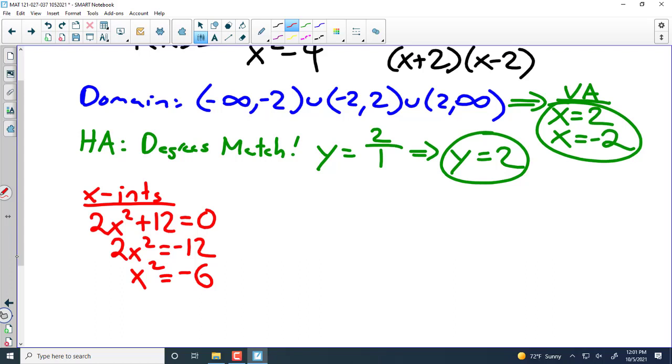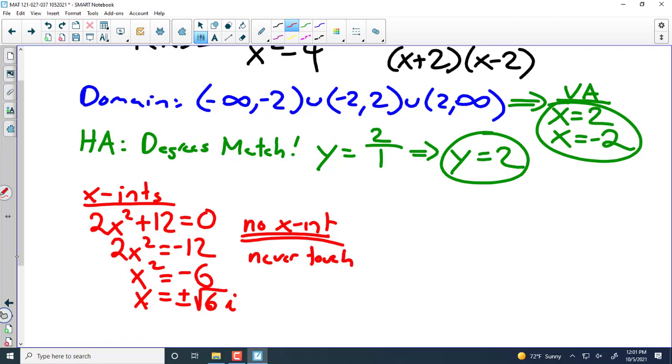When I apply the square root property, what kind of zeros am I going to get? Imaginary. Do imaginary numbers correspond to x-intercepts? No. So this one actually, since I end up with x equals plus or minus the square root of 6i, means we have no x-intercepts. This graph will never touch the x-axis. I wonder if that's going to help us at all.